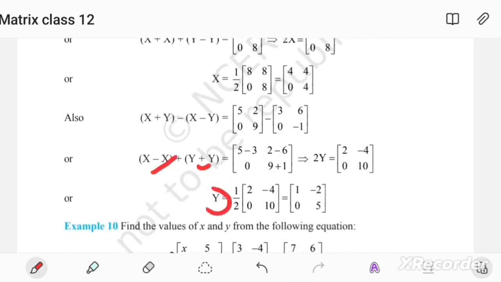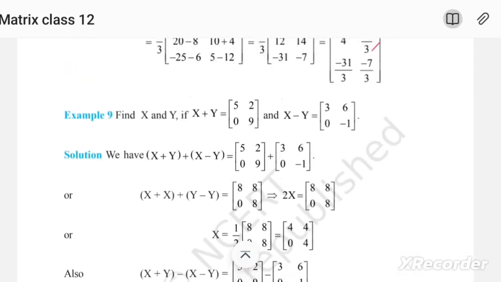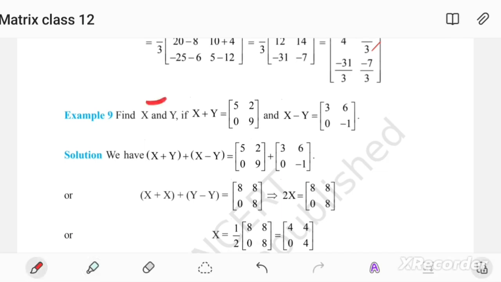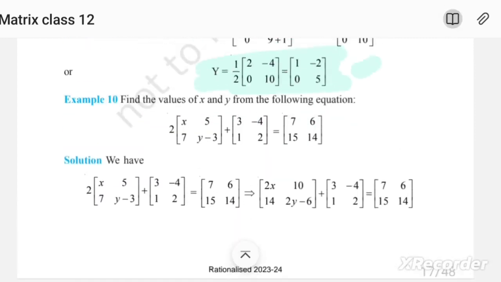In the similar manner, I can subtract both of these matrices. What would I remain with? I would remain with 2y. This is the 2y matrix. When I divide by 2, then I will remain with the y matrix. Hope it is also clear to you. This is very simple, and this is an important question also. This type of questions can very frequently be asked in 1 marker, so you need to pay attention here. Hope it is clear to you.